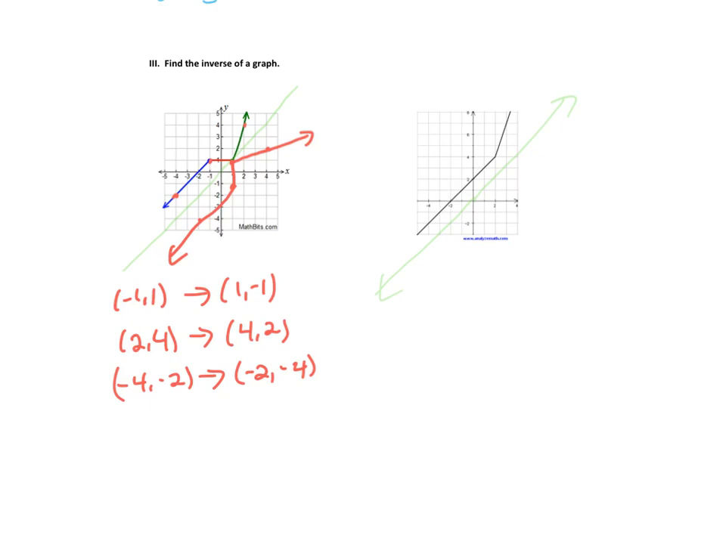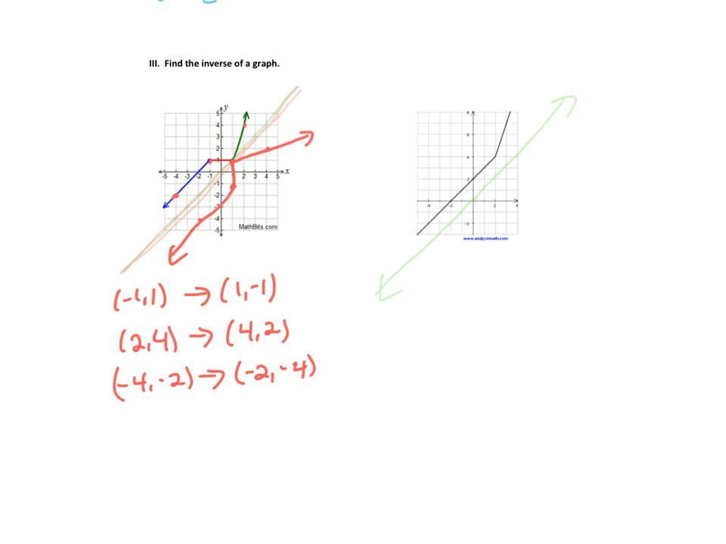And I didn't draw that very straight. But if you turn your paper and tilt it so that your symmetry line here is going straight up and down, you can visually see the symmetry involved.